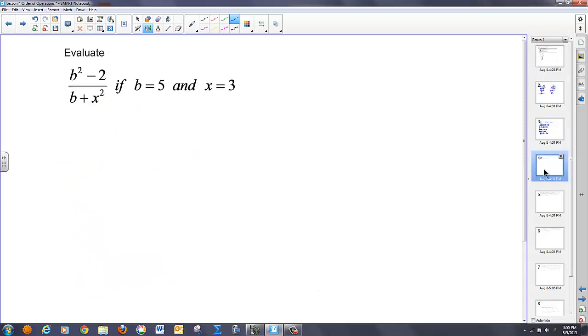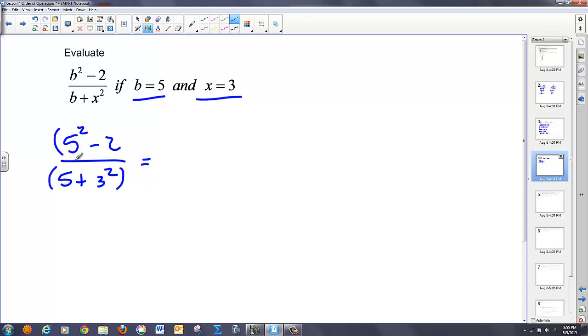Let's go through the next example. Again, it's a substitution problem where I substitute a 5 in for every b and a 3 in for every x. So I have (5 squared minus 2) over (5 plus 3 squared). In this case, I'm going to look at my fractions and consider the numerator to be in parentheses and the denominator to be in parentheses.